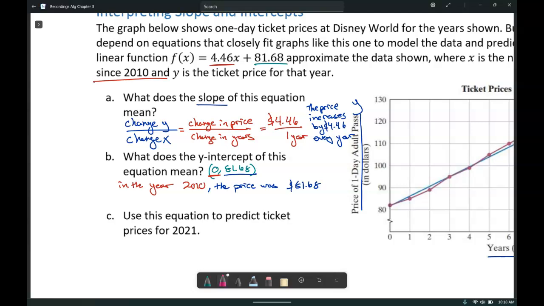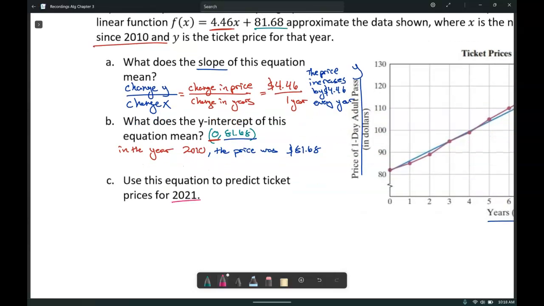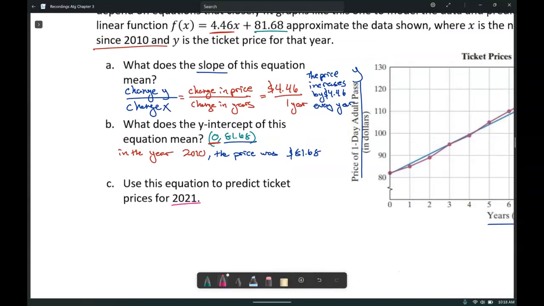Now what we can do is we can use our equation to make a prediction for the year 2021. Well, we have to think about what x is going to be. Well, it's years after 2010. Well, 2021 less 2010 is 11. So 11 years after 2010 for x. So we can evaluate our function for f of 11. 4.46 times 11 plus 81.68. And when we evaluate that, we find that the price of the ticket is $130.74.